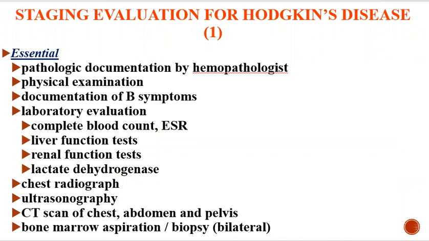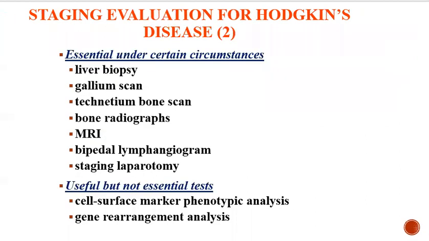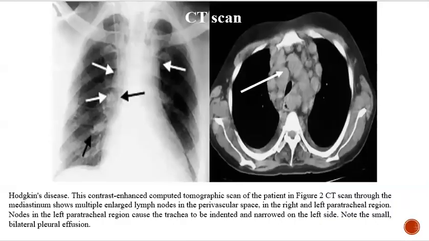Staging of Hodgkin lymphoma: disease evaluation. For staging, essential are pathological documentation by a hematopathologist, physical examination, documentation of the B symptoms, laboratory evaluation and imaging studies, and in some cases bone marrow aspiration or bilateral biopsy of the lymph nodes. Under certain circumstances, liver biopsy, gallium scan, bone radiography or MRI, even staging laparotomy is used to prove or disprove the diagnosis of Hodgkin lymphoma. Non-essential but useful can be cell surface marker phenotypic analysis and gene rearrangement analysis.